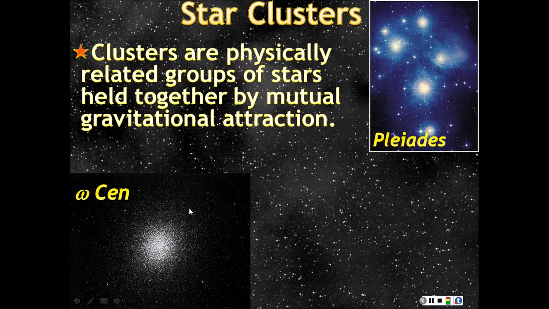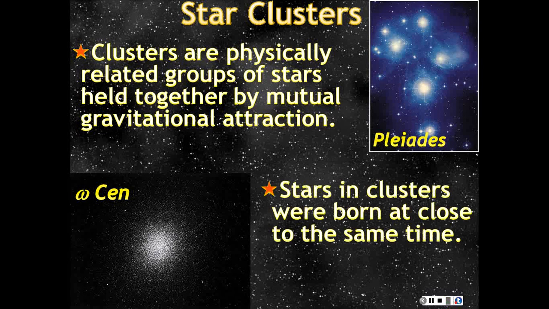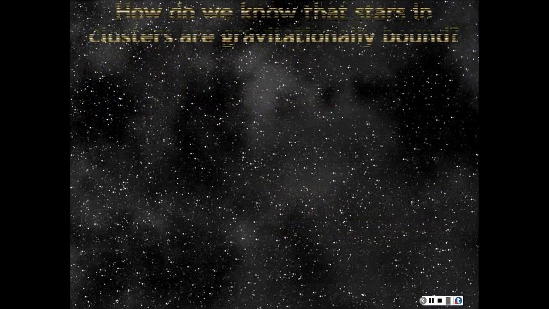You can see this one has many more members, is quite dense, probably has somewhere around 100,000 members, whereas this one has maybe 1,000 members. But there's a lot of stars involved. And the only way you can make this happen is they have to be born at the same time. It's very hard for stars to be captured by a cluster, and so you've got to have them born from the same big cloud collapsing so that they have this mutual gravitational attraction.